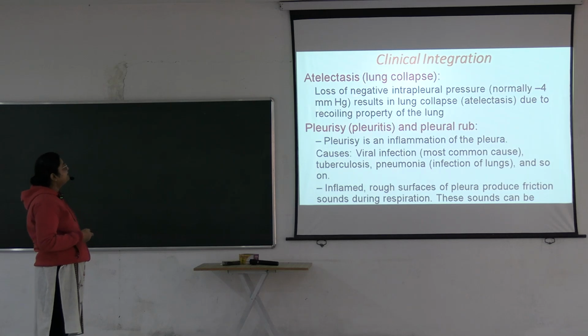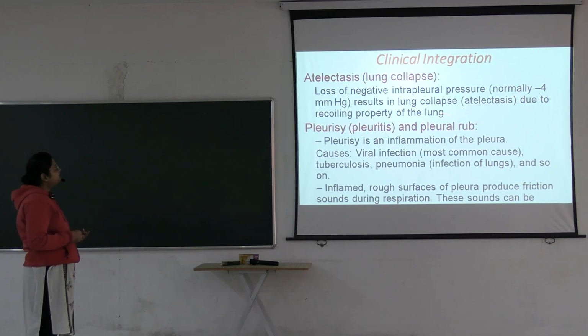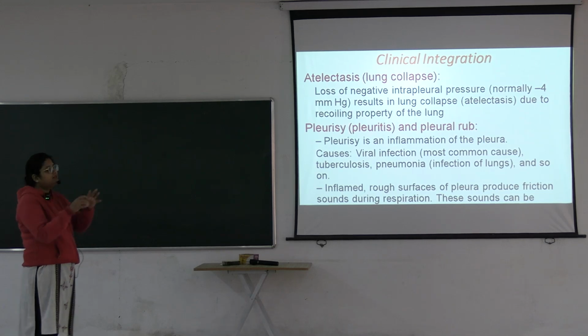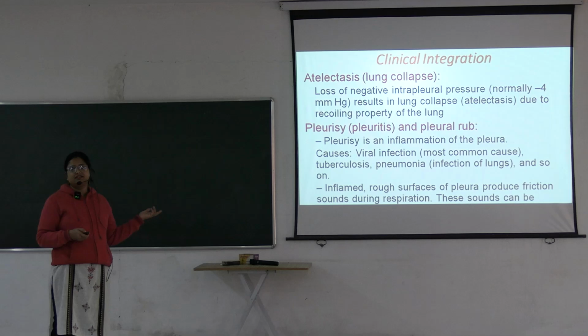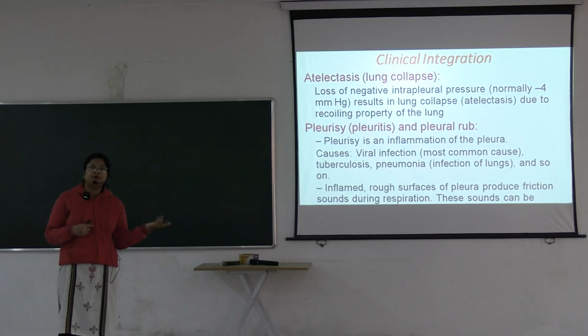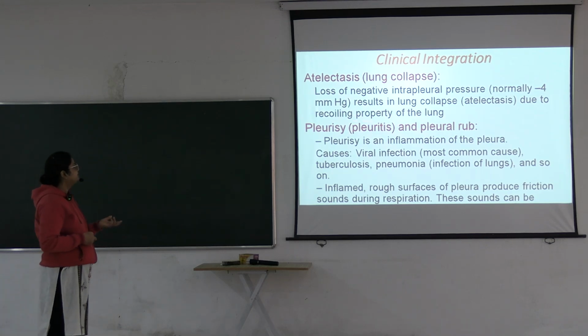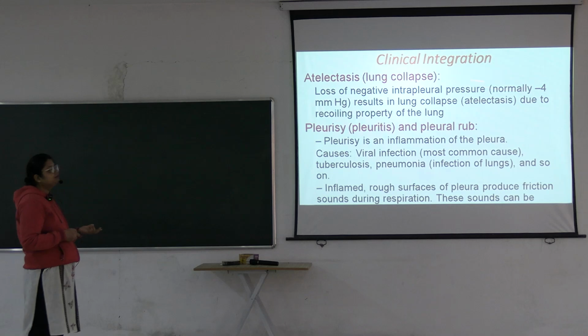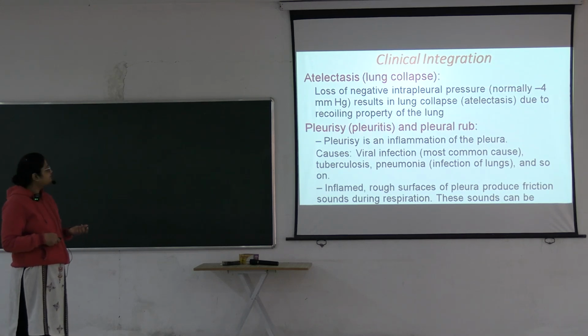Next we go to atelectasis or lung collapse: loss of negative intrapleural pressure. Normally it is -4 mm Hg, as you have learned. So this results in lung collapse. It will not be able to pull the lung towards the thoracic wall, so lung expansion will not be possible and the lung will collapse due to its own property of elastic recoil.